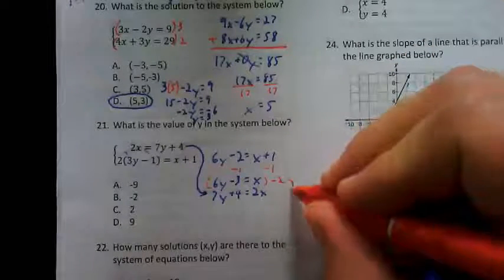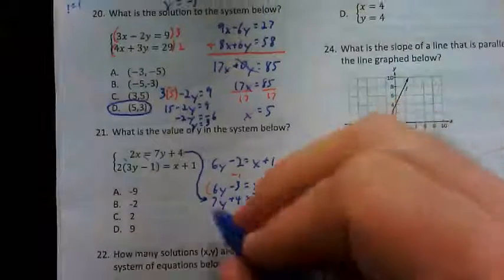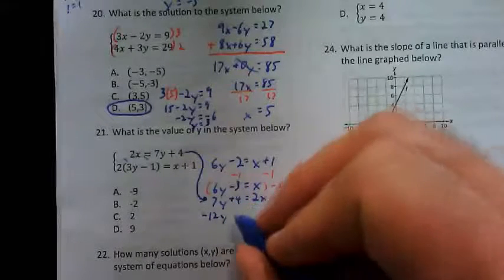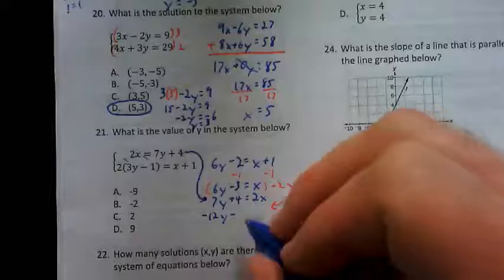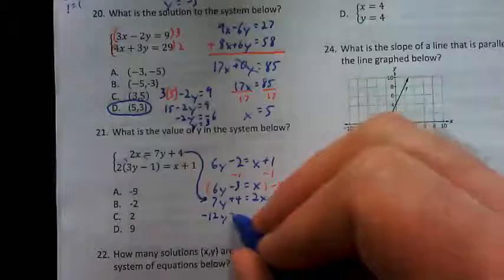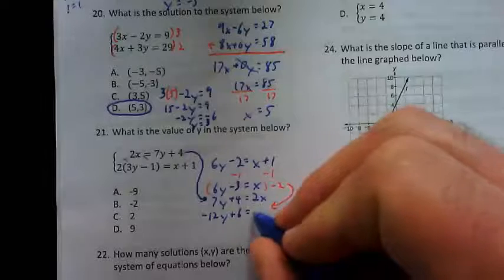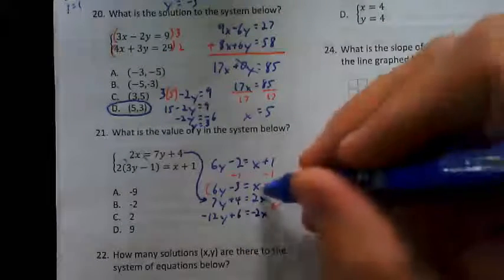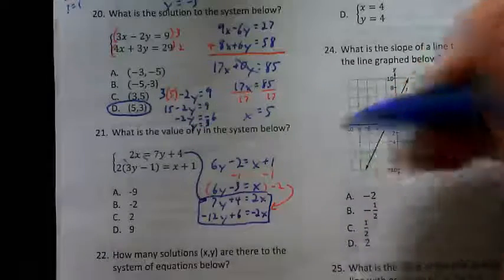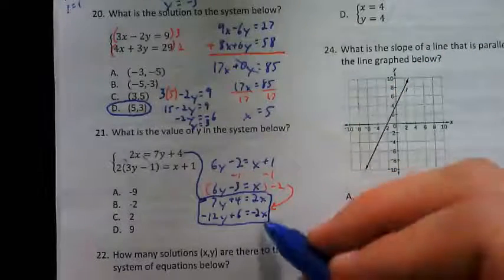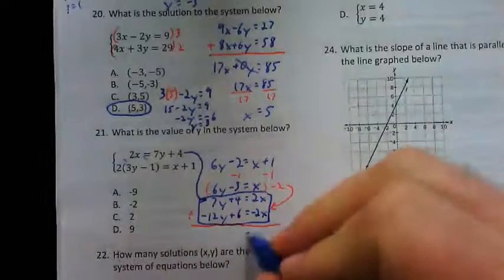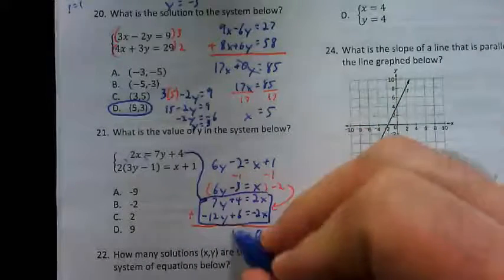So that'll give me negative 12y plus 6 equals negative 2x. So now, these two I can use to solve. Add these together, and the x's cancel out, so I just have 0 over there. Add these together, I get 10.